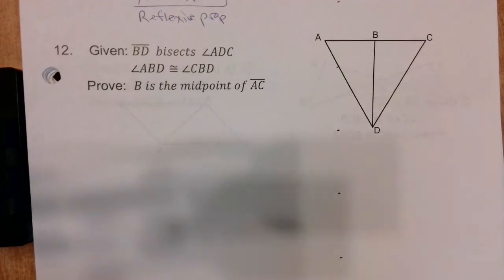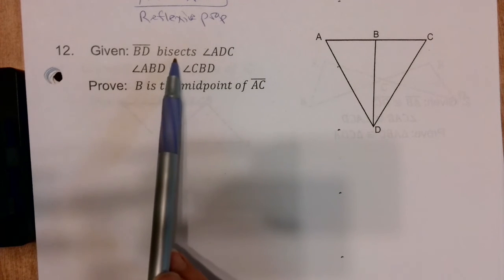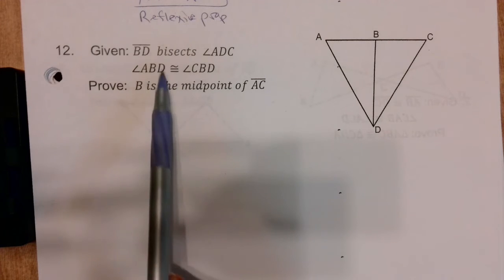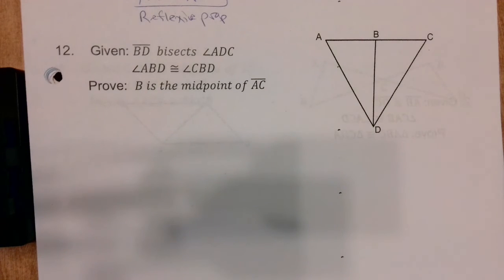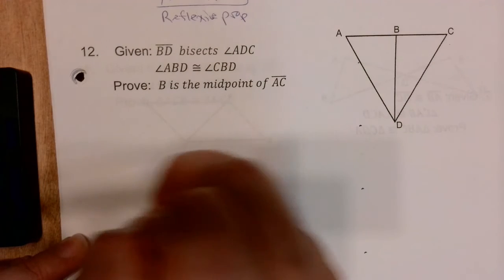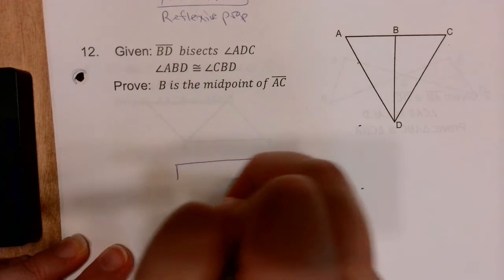Last one, number 12. Given BD bisects angle ADC and angle ABD is congruent to angle CBD, prove B is the midpoint of AC. All right, we're going to have our core boxes. Do we need any boxes out front? Do either of the givens say parallel, midpoint, or bisector? The first one does. So our first box is going to have an extra one out front.